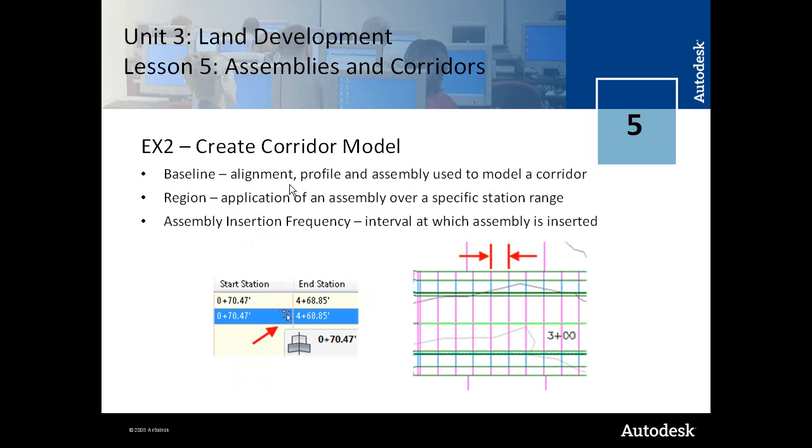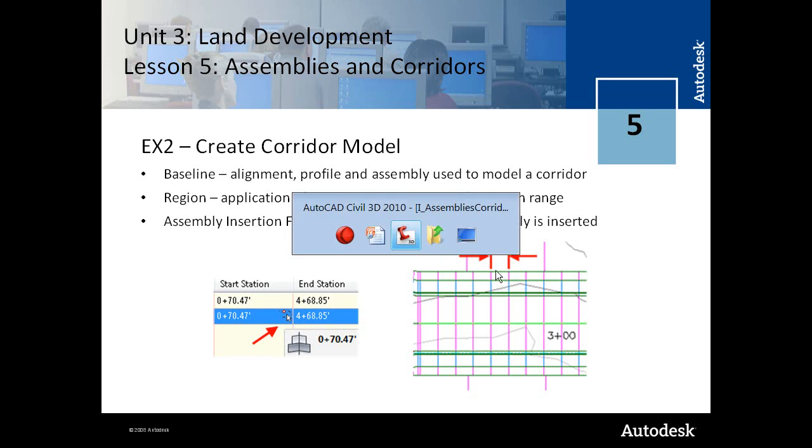So the baseline is the alignment, the profile, and the assembly used to model a corridor, and you can have multiple baselines. And a region is the application of the assembly over a specific station range. And the assembly insertion frequency is the interval along the alignment at which the assembly is inserted to model the corridor. And that's this interval here.